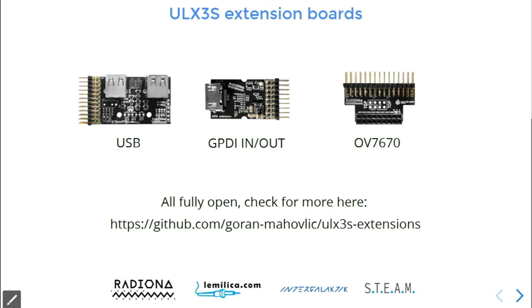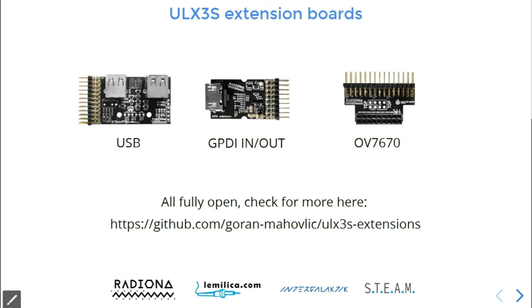GPDI can be used for additional GPDI output. It can also be used as DVI input. We have samples of getting 640 by 480 input, but it may need a bit more work as timings are not automated, so you need to manually adjust timings to get a stable picture. Higher resolutions also work, but it is harder to get timings right, and high resolutions can have more noise.